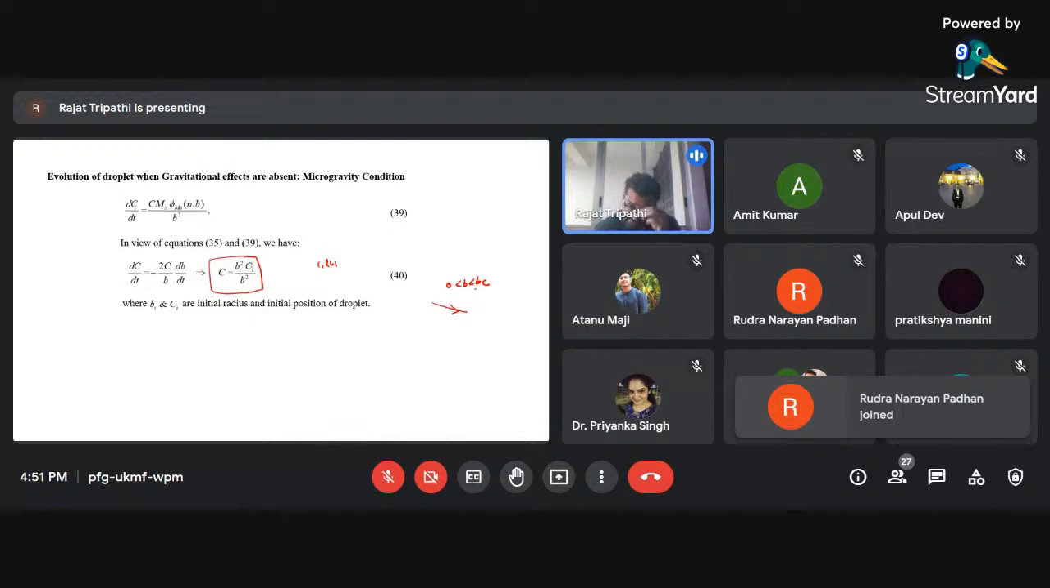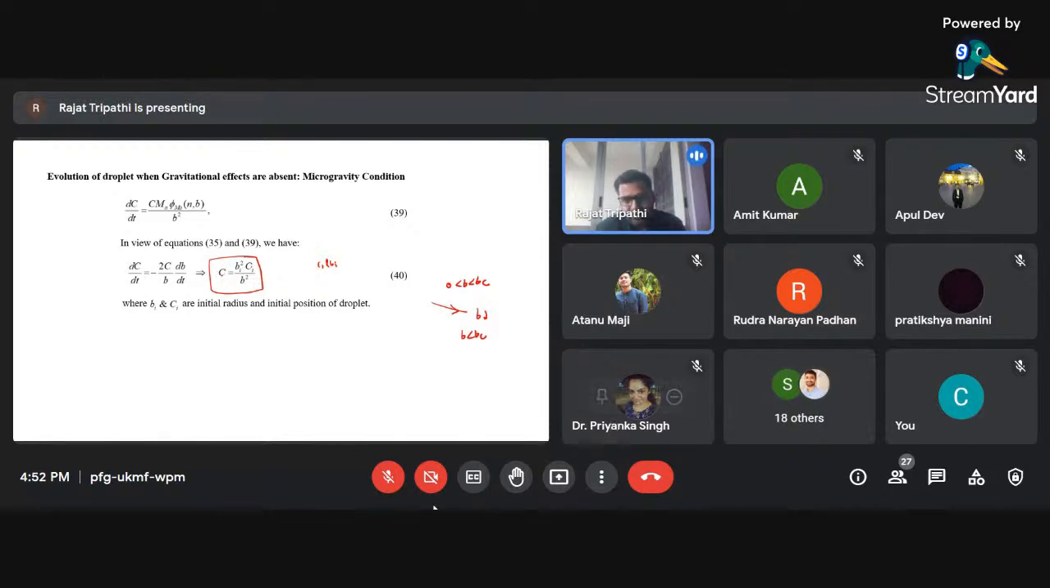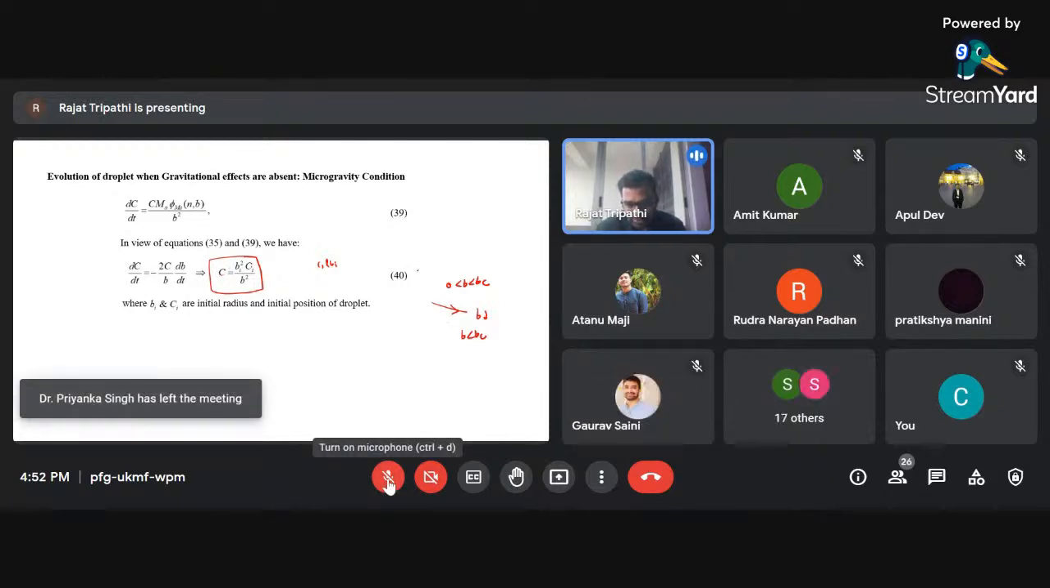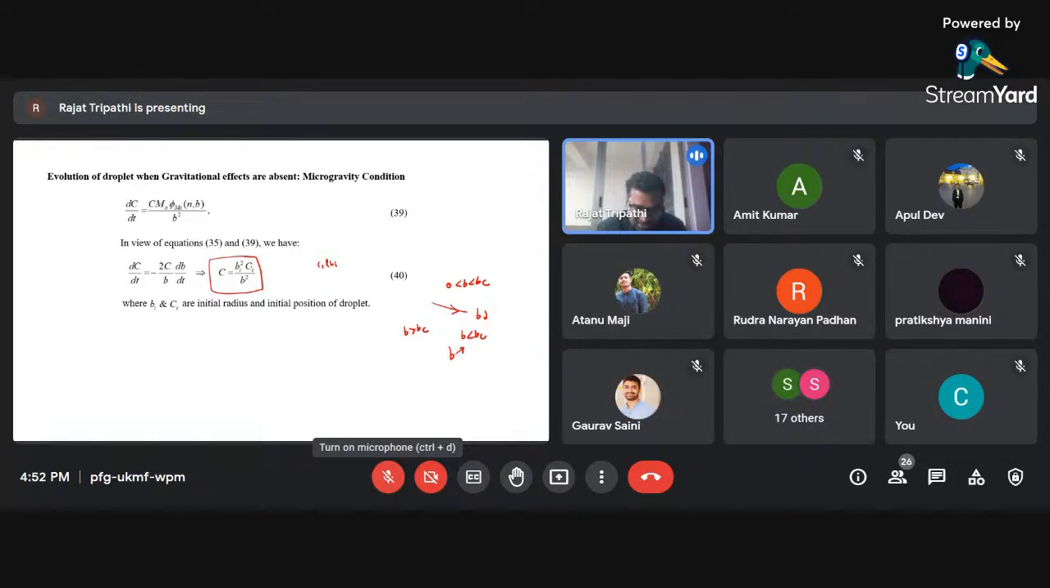Now, when B was less than Bc, we observed that radius of bubble decreases with time. So if B decreases with time, what happens to C? It increases with time. When B is decreasing, C will increase. So when B is less than Bc, the position of C is increasing. But when B is greater than Bc, we know that B increases. And when B increases, that is the radius of the bubble increases, the position of the bubble C will decrease.